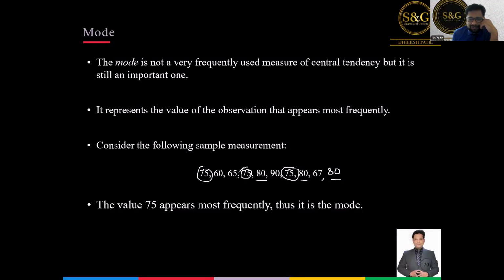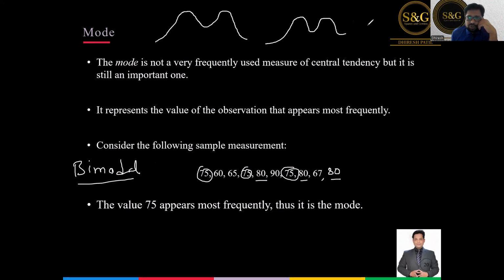Good, good. It's fantastic. When we have two equally frequent modes, that is called a bimodal distribution. It looks like a camel back. Sometimes it is a multimodal distribution as well. Anything more than bimodal is called multimodal.